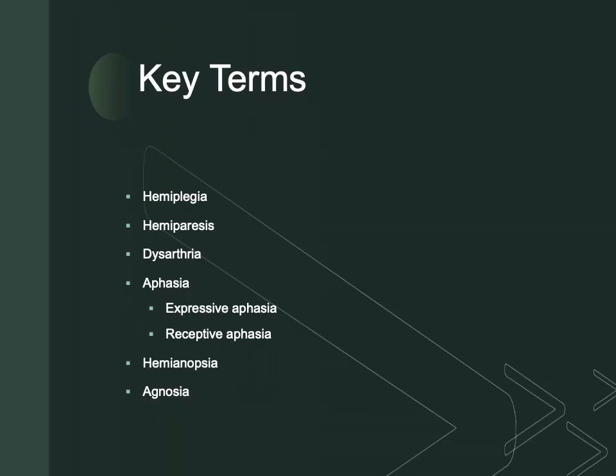Key terms, and we will get into these, we'll do some activities in class, but hemiplegia, paralysis on one side of the body or part of it. So thinking about being paraplegic or having paralysis, that's where that word comes from. So paralysis on one side of the body, hemi meaning one side. Hemiparesis is just weakness. So whereas plegia is paralysis, paresis is weakness. And you are going to see that on one side of the body.